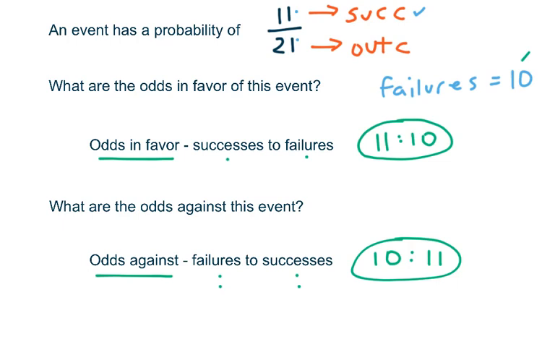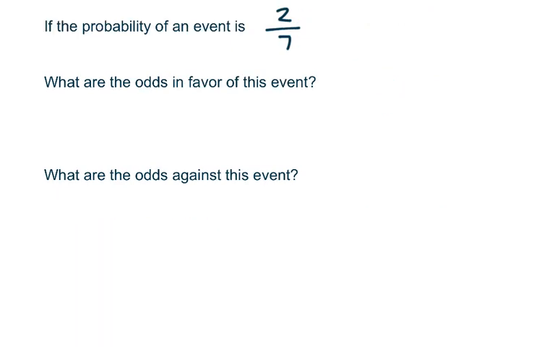Let's look at a couple more. If the probability of an event is 2/7, what are the odds in favor of this event? And what are the odds against this event? So remember, odds in favor are going to be written as successes to failures. So what I need to find out is how many successes do I have, how many failures do I have? The probability will tell me that I've got 2 successes, and it also tells me that I have 7 outcomes.